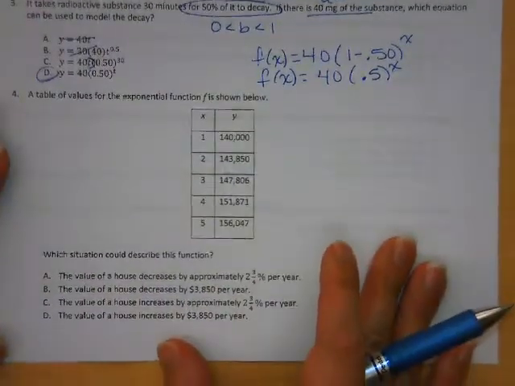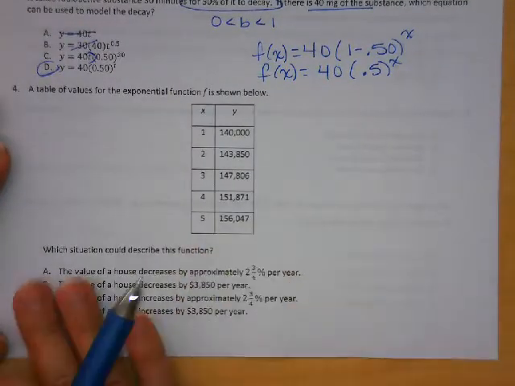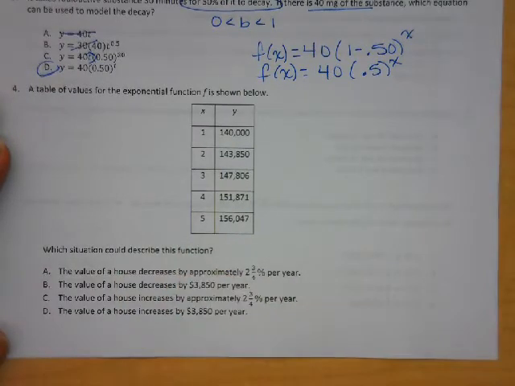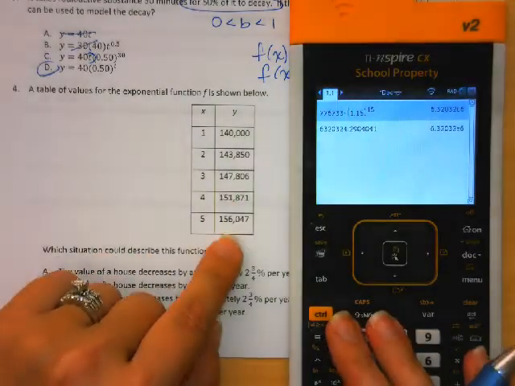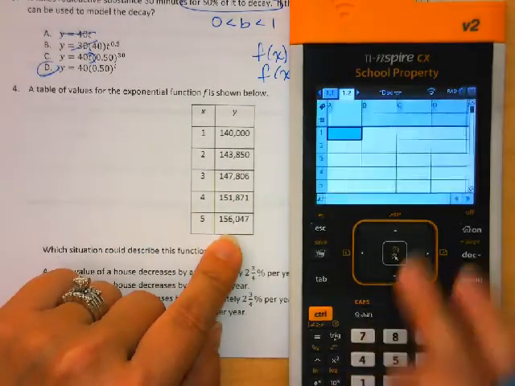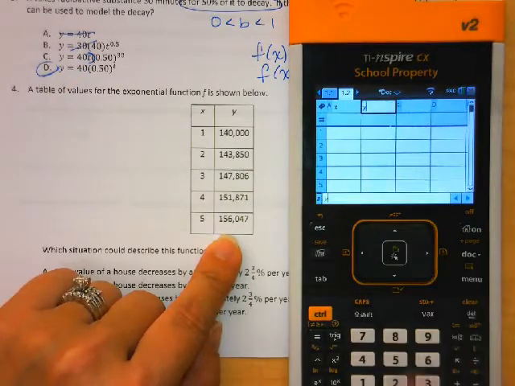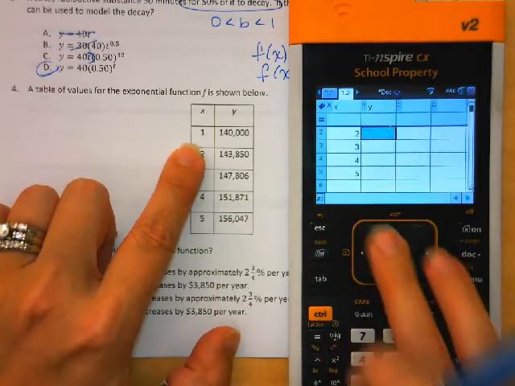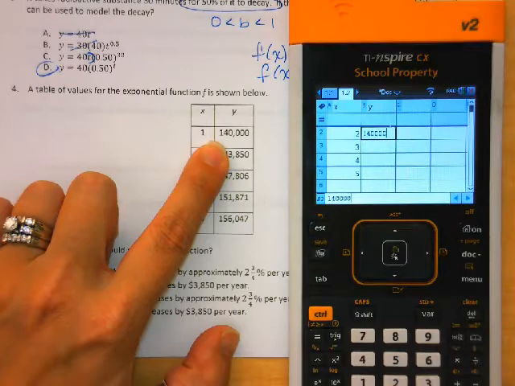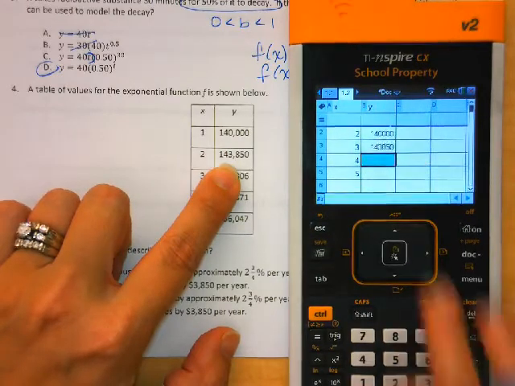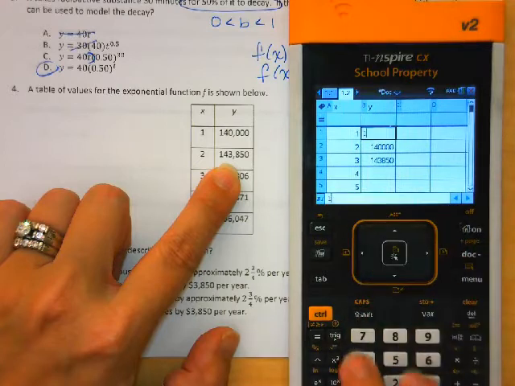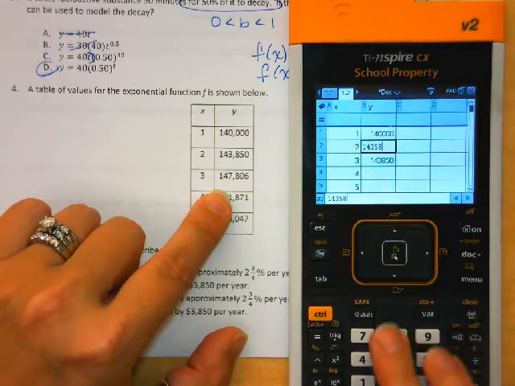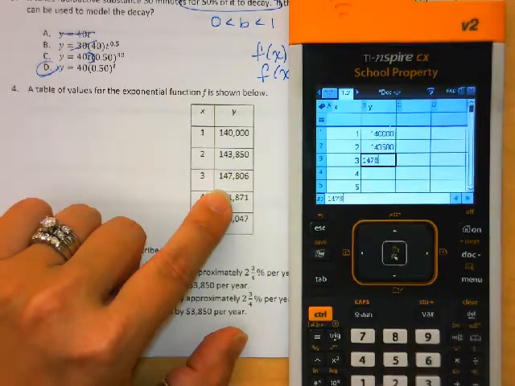Then you need to be able to also write a function from a table, and then we can look at our choices here. Which situation best describes this function? Well, we need to have that function to begin with. So we can do our lists and spreadsheets, and we can write that regression. Make sure when you're putting in these numbers that you are doing it very cautiously, especially this, as you can see, I didn't start in the right place, 140,000, because if you get off, then it will cause your answer to be incorrect.